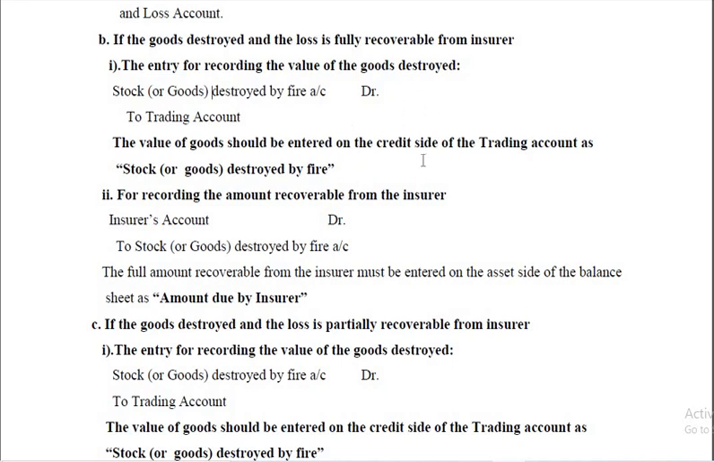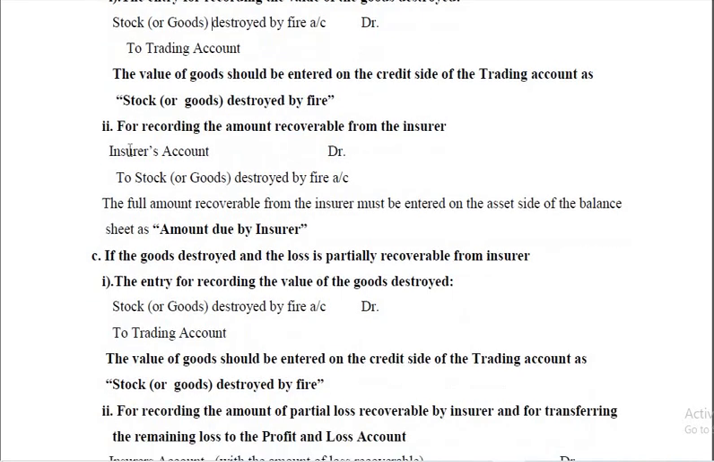And therefore, the amount is credited to trading account. The full amount is recoverable from insurance company. Therefore, insurer's account debtor to stock or goods destroyed by fire account. So you are going to receive the amount from the insurance company, that is, the claim is admitted by the insurance company. Therefore, insurer's account debtor to stock or goods destroyed by fire account.